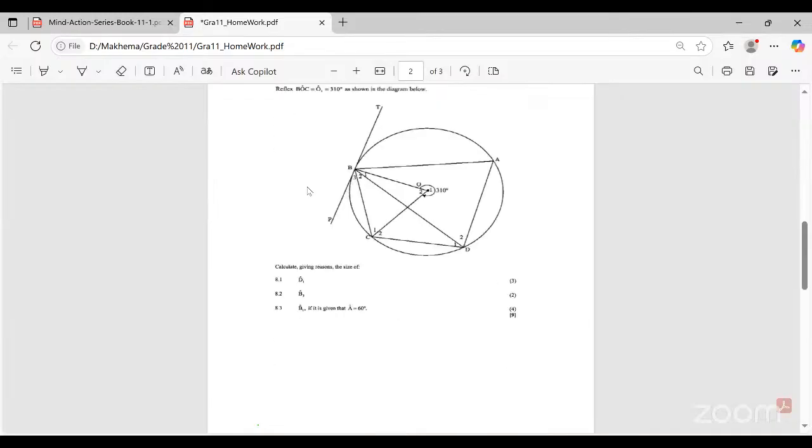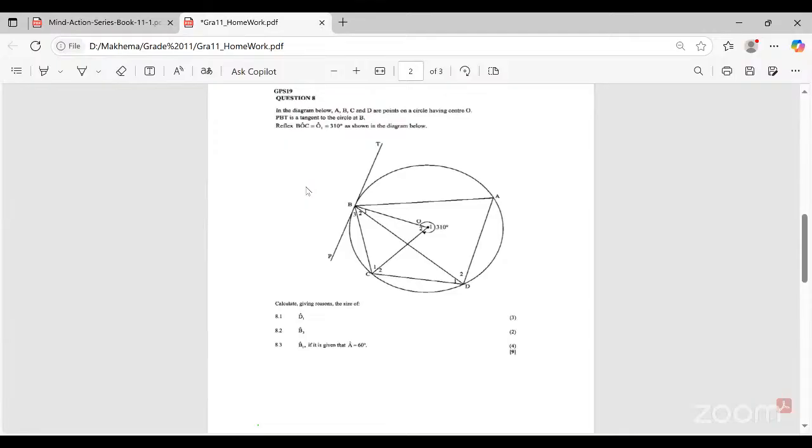So here in front of us on the screen, we have question 8, which says: in the diagram below, A, B, C, D are points on the circle having the center O. PBT is a tangent to the circle at B. The reflex angle BOC, that is O1, is 310 degrees as shown in the diagram below.